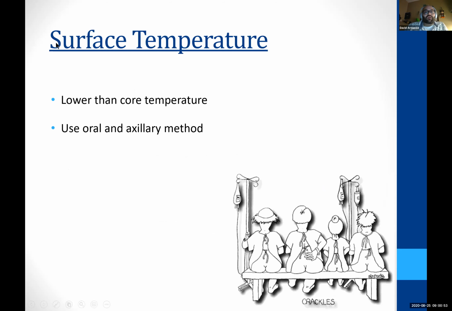Surface temperature, it works great. It's lower than core temperature, you just have to recognize that it is lower than core temperature. It's less invasive though, you can actually see this. Christy, blood thinners don't really change the temperature of what's going on with that. It just deals with your platelets at that point, and your clotting.